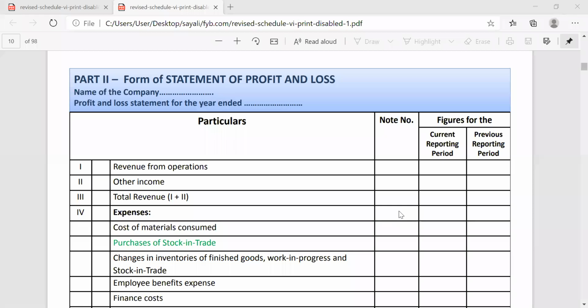Revenue from operation is always related with the sale value, that is the sales, sales return or any other direct income from operations. Then other income, whatever other income is mentioned, like dividend income, interest income or any other miscellaneous income, is recorded under the head of other income. So the total of revenue 1 plus 2, that is total 3, gives you the total revenue, or you can say operating income.